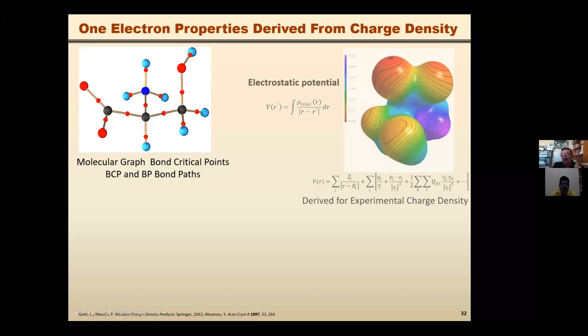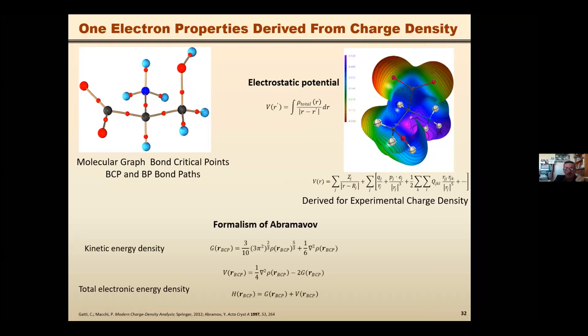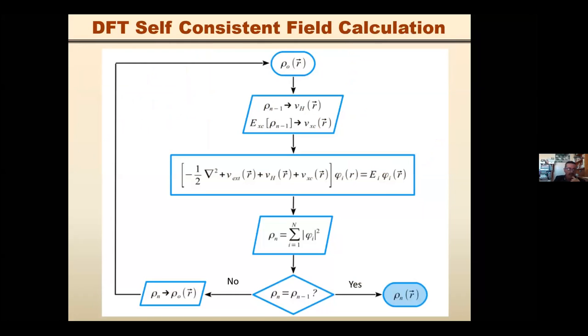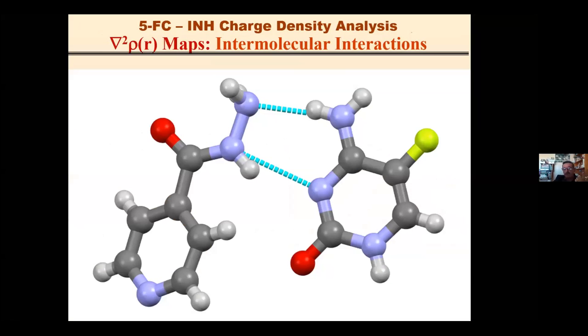This also allows you to get the electrostatic potential, which is very important because it shows how your pharmaceutical molecule will interact with the ligands, or how the ligand will interact with the protein site. So this information can also be obtained by DFT, self-consistent field calculations using a model, for example B3LYP combined with Gaussian functions, and this allows you to get the information.